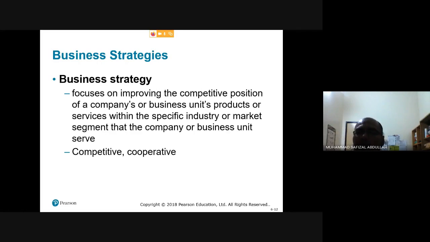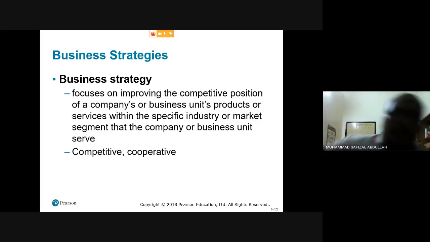Corporate strategy is about determining the overall direction of the organization. That is what we call corporate strategy. Whereas business strategy, on the other hand, focuses on improving the competitive position of a company or a business unit, products or services within the specific industry or market segment that the company or business unit serves.